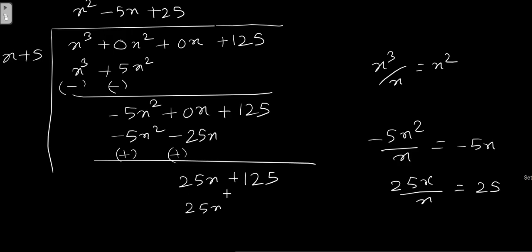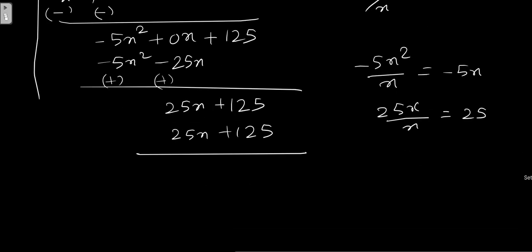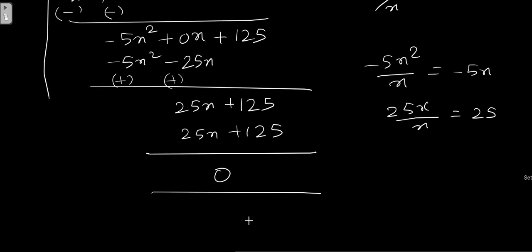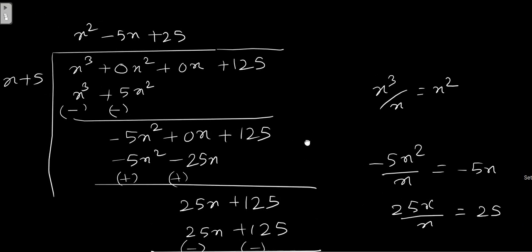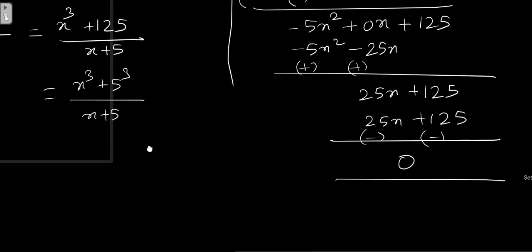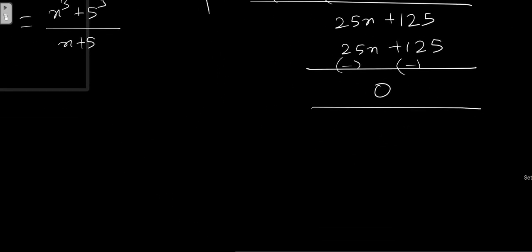So put 25 here and multiply this factor and the 25. It will give 25x. 25 5s are 125. So we have completely remainder 0. When taking minus and minus here, the remainder goes to 0. So we have exact division as x squared minus 5x plus 25.